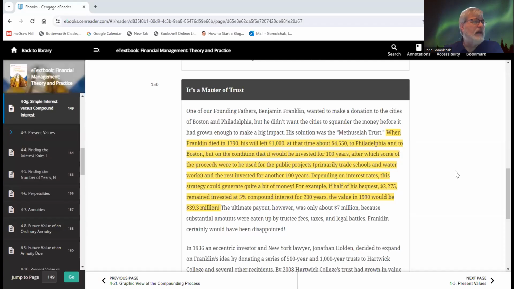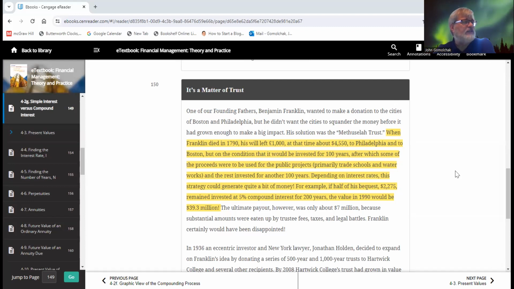Interesting little tidbit in the textbook. Benjamin Franklin, when he died, he wanted to leave money to his 2 homes. He was born in Boston, but he spent most of his professional life in Philadelphia. So he left £1,000 to the 2 cities. But he wanted to make sure that the money was going to have the ability to do really great things. So he insisted that £1,000 not be spent for the first 100 years after his death.